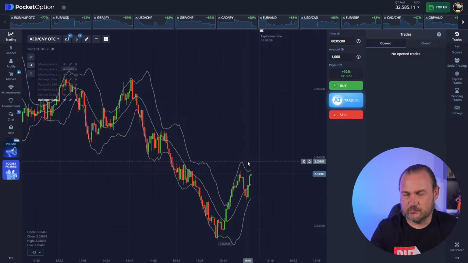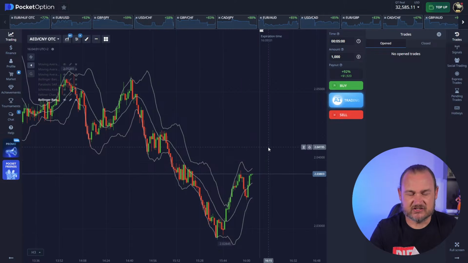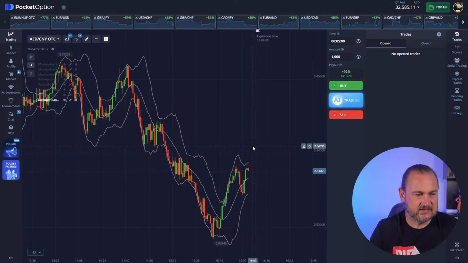I'll show you guys when I'm trading on 10 seconds. I usually change it to, again, I don't use 2 when I'm trading on 10 seconds, but we'll get to that a little bit later.